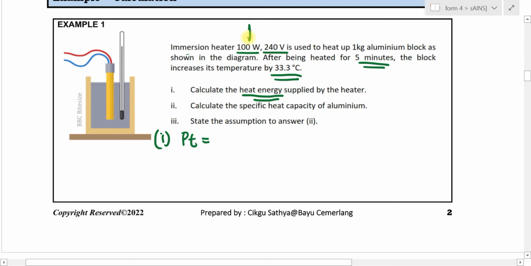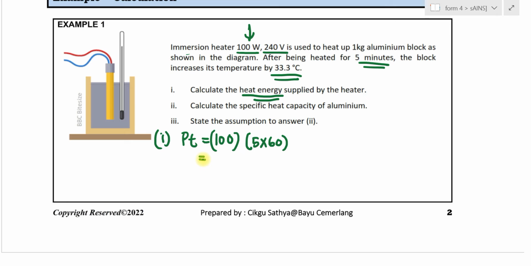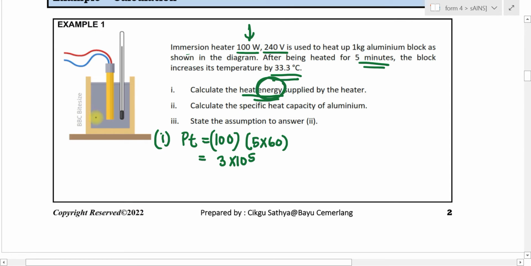So, power dia adalah 100 watt. Time dia 5 minit tu kena tukar. Mesti dalam SI unit every time. So, 5 times 60 because we want the second. What is the answer? 30,000. So, you cannot write 30,000. What you should write? 3 times 10 power of 5. Unit? Energy. Joule. Very good. Tak kisah apa jenis energy pun, dia punya unit mesti joule.